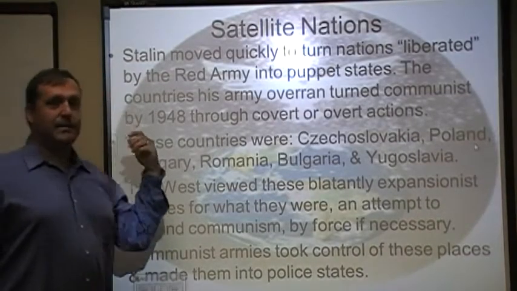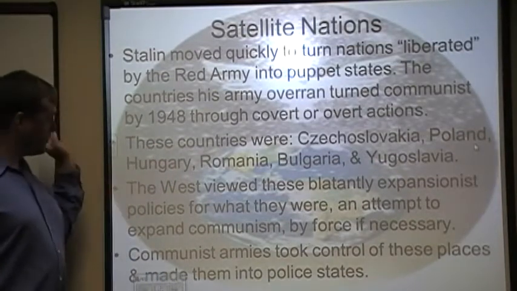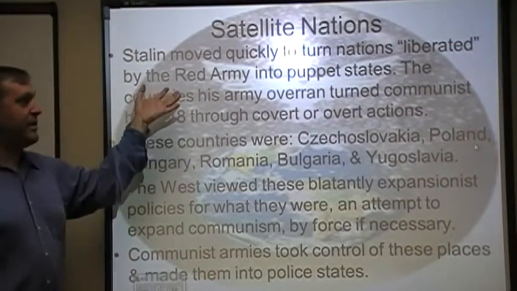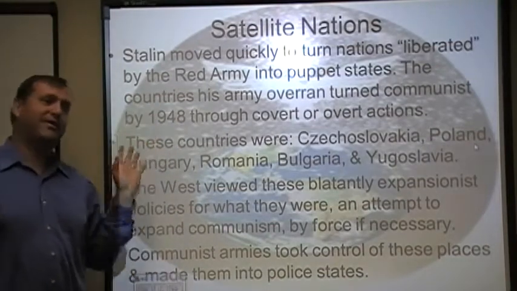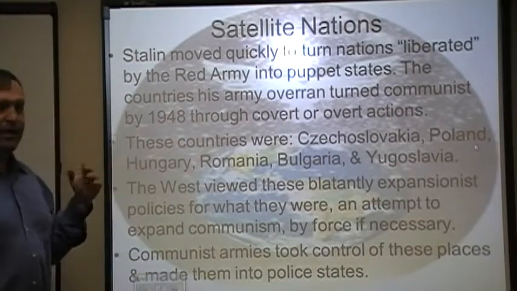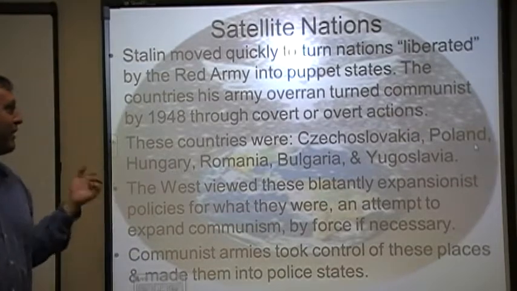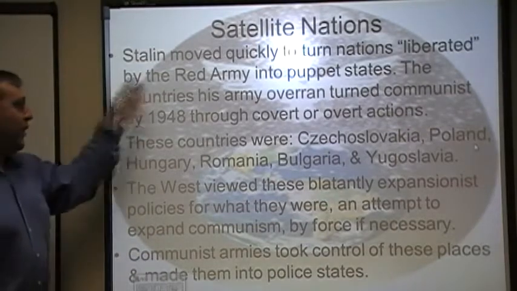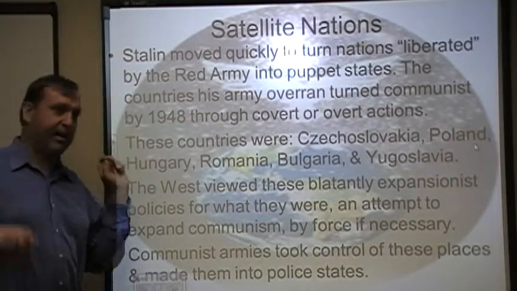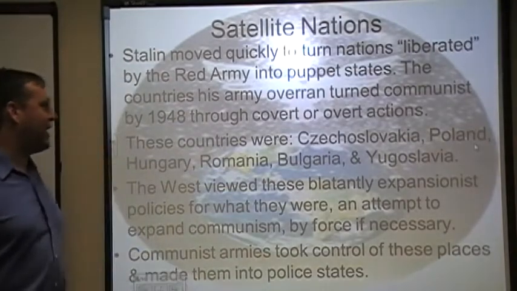What we're going to see is Stalin's push for control of particularly Eastern Europe is going to create the phenomenon of what we call satellite nations. All these nations that his army had freed from Nazi rule are all going to turn into puppet states, meaning that they're basically going to do whatever Moscow tells them to do because their armies are occupying their country. And so we're going to see that between 1945 and 1948, all of these countries that had been liberated by Stalin's Red Army are all going to turn into communist countries by 1948.